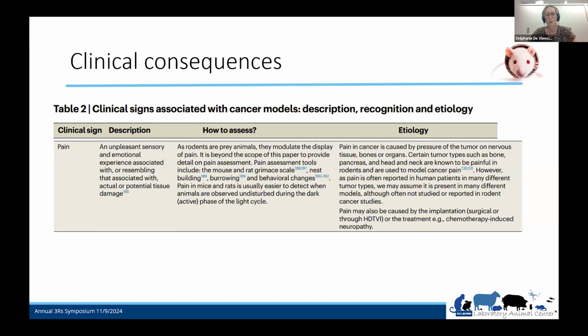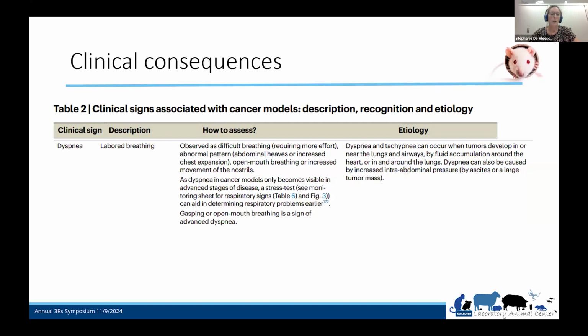For example, why can cancer be painful? Why can it cause respiratory signs and so on? Our goal was to go into more detail about the grimaces, but really to say, okay, you can use the grimaces, you can use nest building with the correct references, so that researchers know how they can assess, for example, pain. Here is another example, for dyspnea or labored breathing.